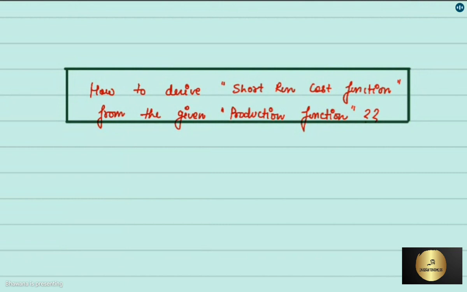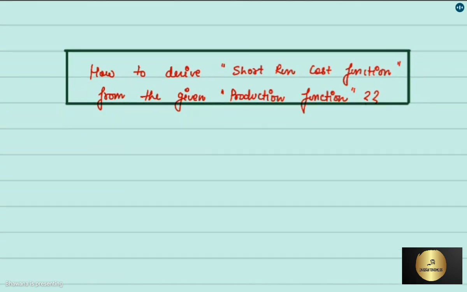In this video, we are going to derive a short-run cost function from the given production function. So you have been given the production function and you have to derive the cost function out of that. And this is a scenario in a short run. And what does that mean in the short run?